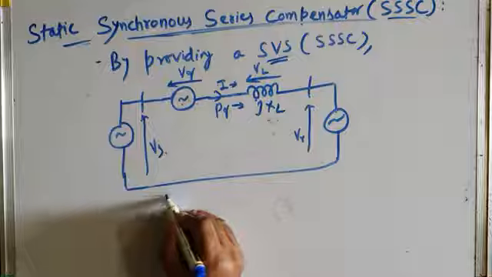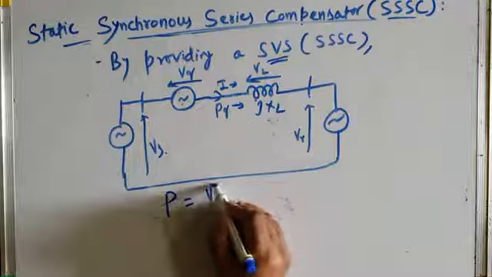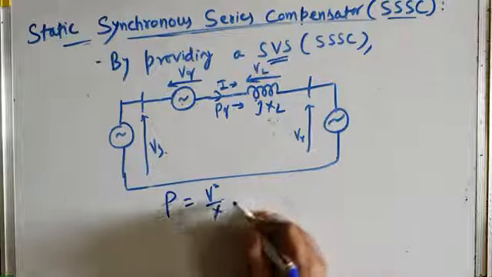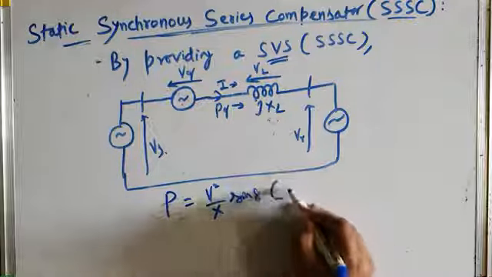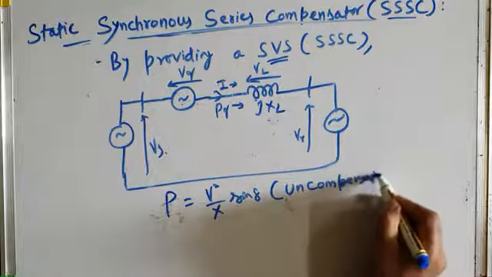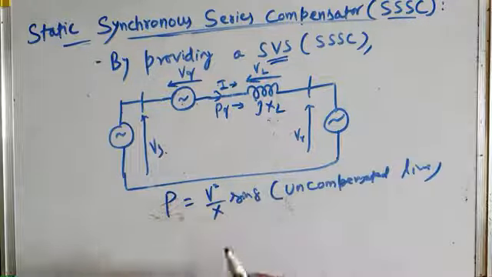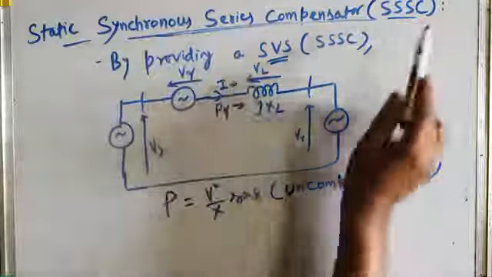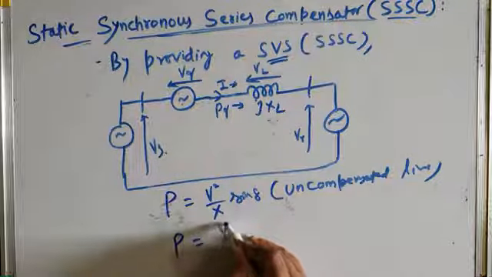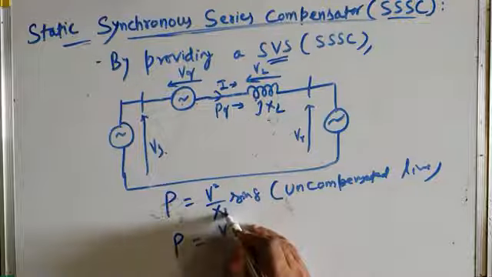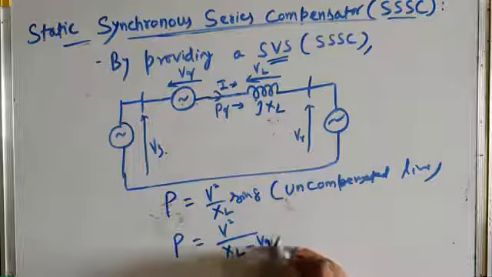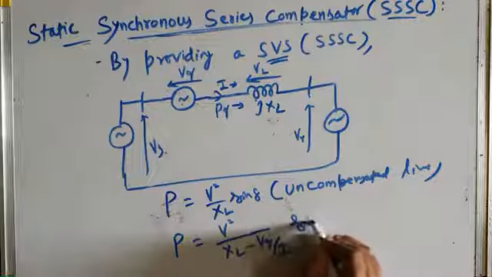That decreases. Again, I will write for uncompensated transmission line, the power transmitted over the line is V square by X sine delta. I will again write within the brackets that it is for uncompensated line. And for line compensated by SSSC, the power equation gets modified to P is equal to V square by (XL minus VQ by I) sine delta, where let's call this XL.